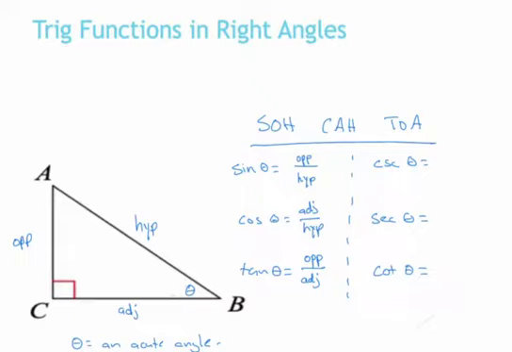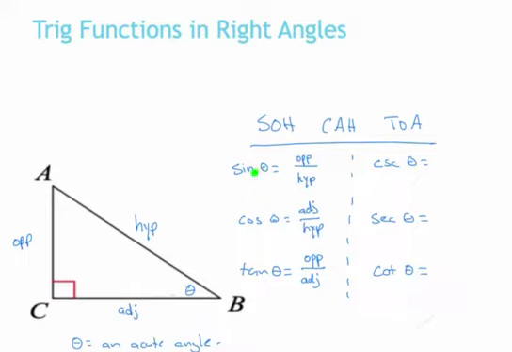So sine is opposite over hypotenuse, so that means I would take this side and divide it by this side. Cosine, adjacent over hypotenuse, that means I would take this side and divide by this side. And then tangent is the opposite over the adjacent, so I would take this side and divide it by this side. So that covers 3 of the 6 trig functions.